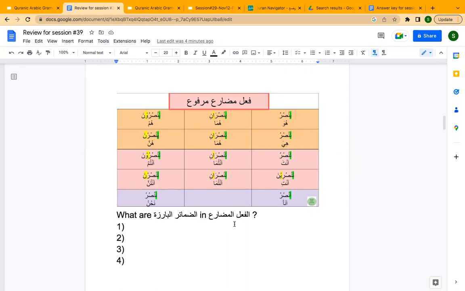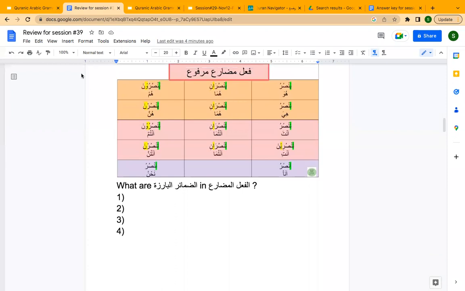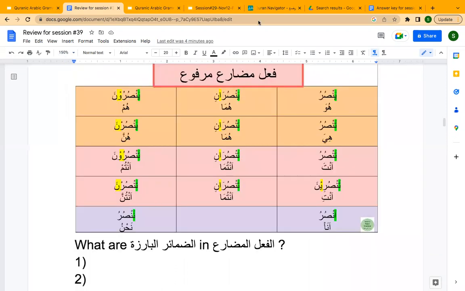So let's see. The next question is, Ad-Dama'irul Barizah in Failul Mudari. What are those? Can you see? Can you tell me? I have the table in front of you. So let me just enlarge it a little bit so that it is more visible. And who remembers what are Ad-Dama'irul Barizah? Barizah indicate something is.